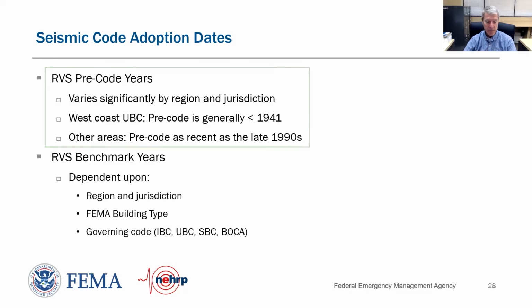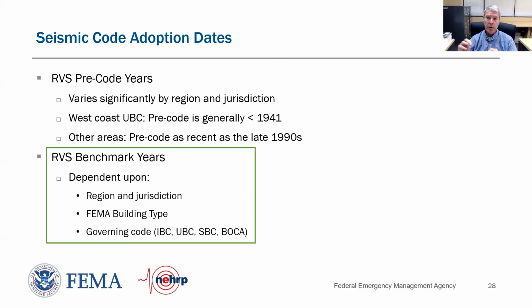So that varies. For benchmark years, so that's our newer buildings, where are those breaks with our building types and our code? That again is going to be a function of our region and jurisdiction, our FEMA building type. So which building type are we talking about? And then also, what was the governing code when our building was designed? Was it the IBC, International Building Code, which is our current code now, or one of the three model building codes used in the past? Uniform Building Code, the Standard Building Code, or the National Building Code, BOCA.